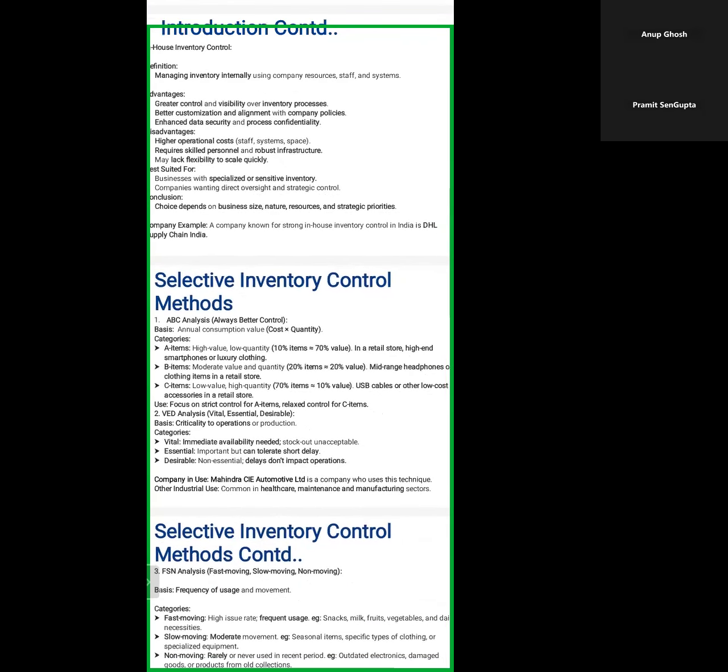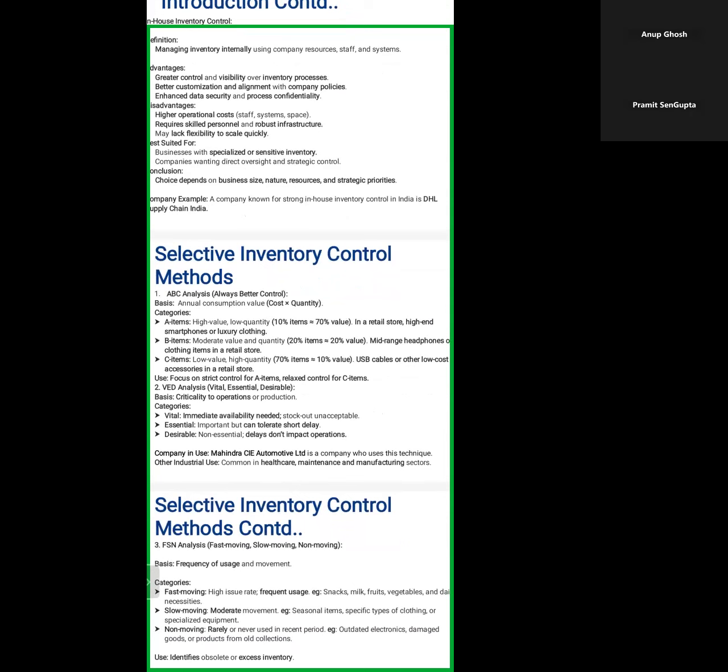Our topic moves on to some selective inventory control methods. About this make and buy decision, it starts off with ABC analysis. Now, ABC, as we know, is known as always better control. It is quantified as costs upon quantity.